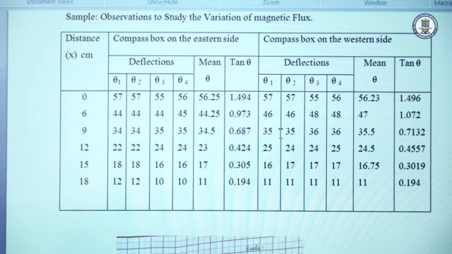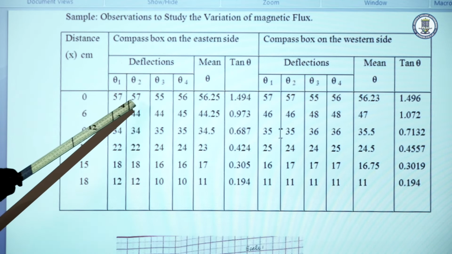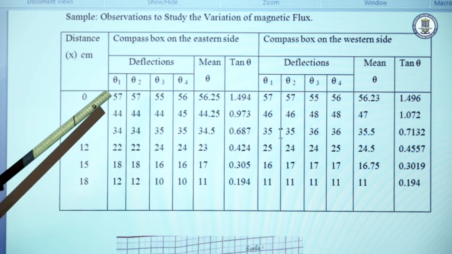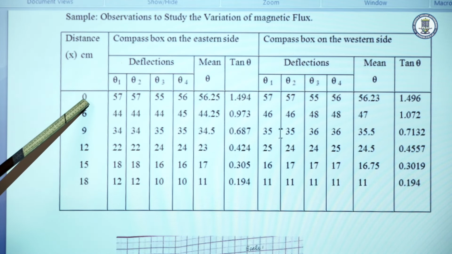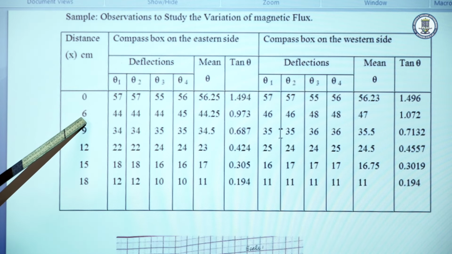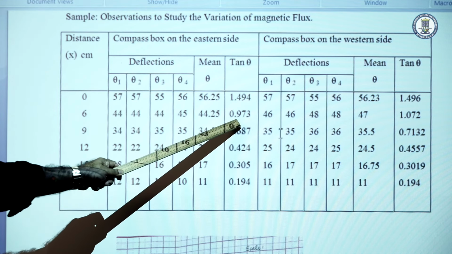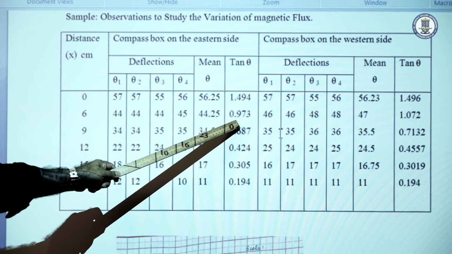Now coming to a sample observation to study the variation of magnetic flux. We are varying the distance. Initially the compass box is placed at the center of the coil, so the distance is 0. Then we obtain the deflections, say 4 deflections. This value will be the same because it is at the same distance, 0 distance. Then it is kept on one side, the eastern side, at a distance of 6 centimeter. I got 4 readings and the mean tan theta is calculated. So that is the eastern side.